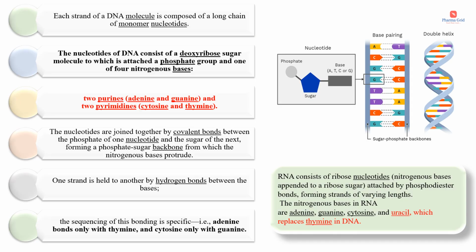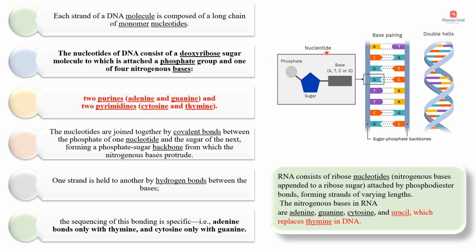Before going deep into the anti-cancer drugs, it is mandatory to know the structure of DNA. Each strand of a DNA molecule is composed of a long chain of monomer nucleotides. The nucleotides of DNA consist of a deoxyribose sugar molecule to which is attached a phosphate group and one of four nitrogenous bases. The four nitrogenous bases are two purines, which include adenine and guanine, and two pyrimidines, which include cytosine and thymine. Here you can see the structure of a nucleotide, which consists of a deoxyribose sugar molecule, a phosphate group and a nitrogenous base.